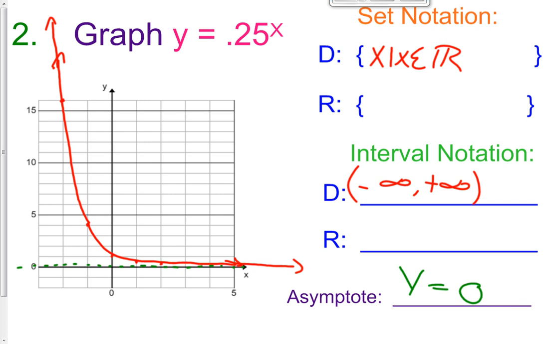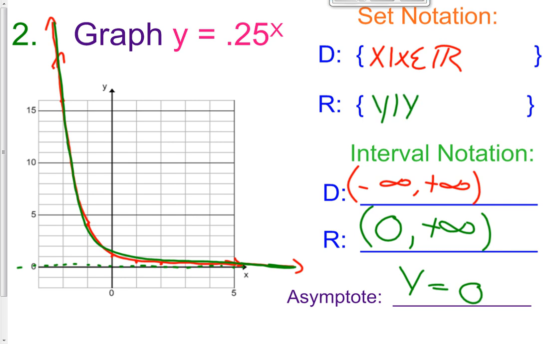For my range, it starts just above 0 again. It never hits my asymptote, so it starts right here and it's going up, up, up, and then it obviously goes up forever. So it starts at 0, it doesn't include it, so we put a parenthesis, and it goes as high as positive infinity. So y such that y is everything that is greater than 0.